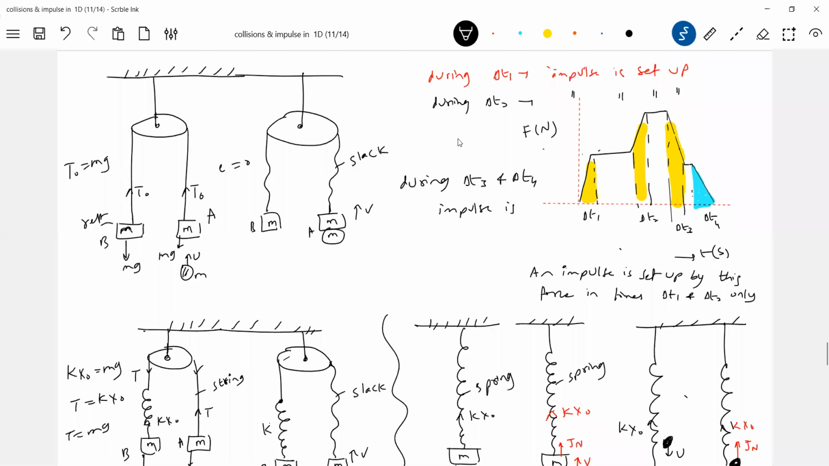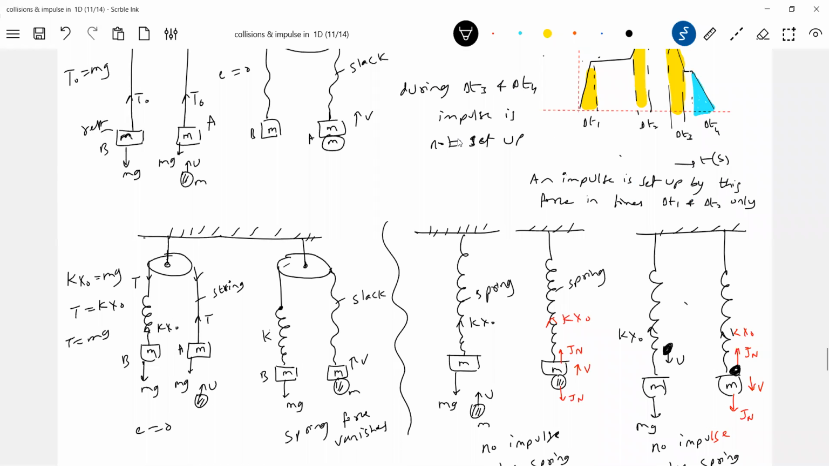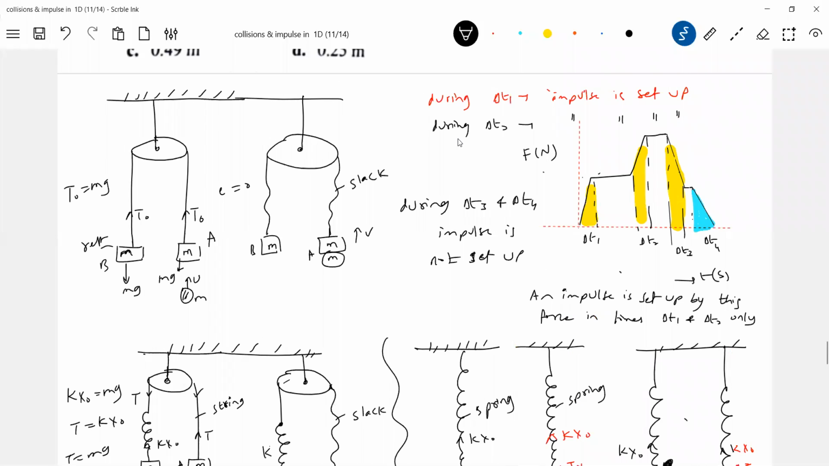Impulse is not set up, you're right. See, the graph is not a concept. The situations are different. When we analyze the different situations, we come across what practically happens, and then I'm summarizing everything in the form of a graph. So I think this will be very convenient for you.